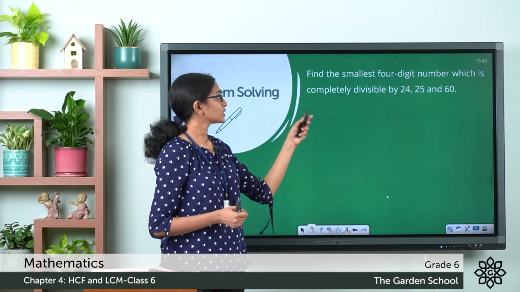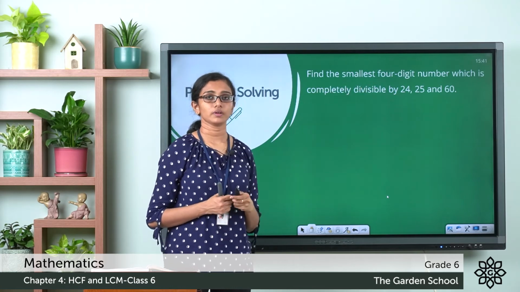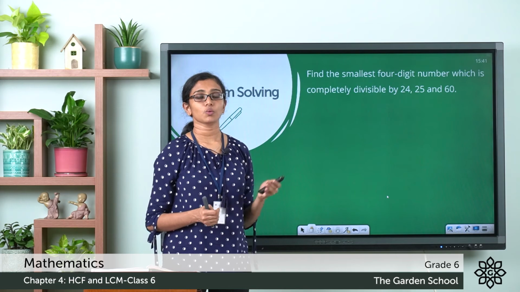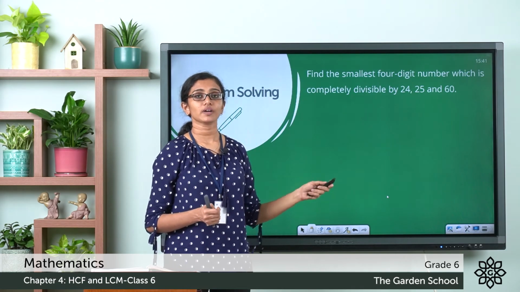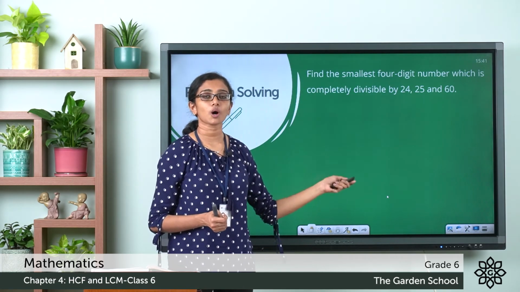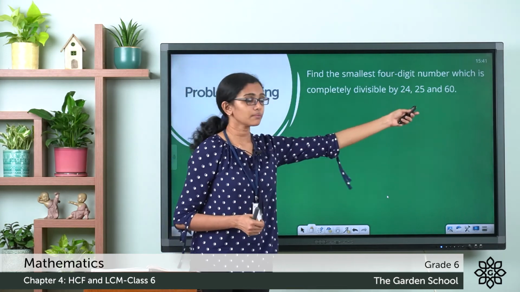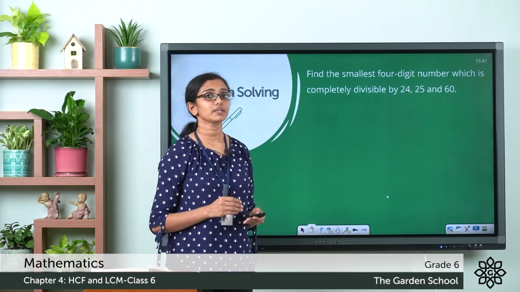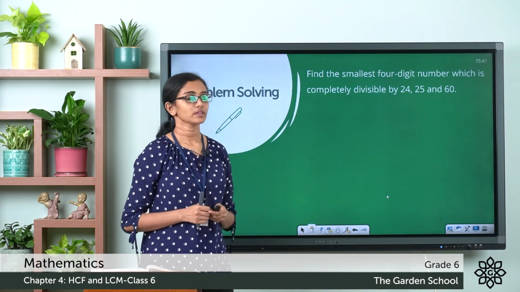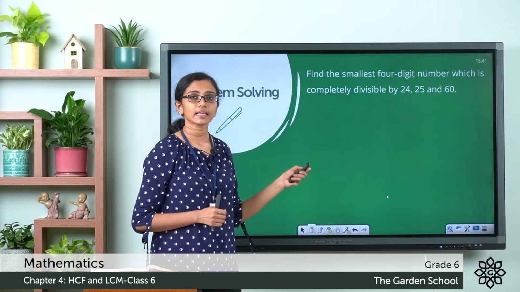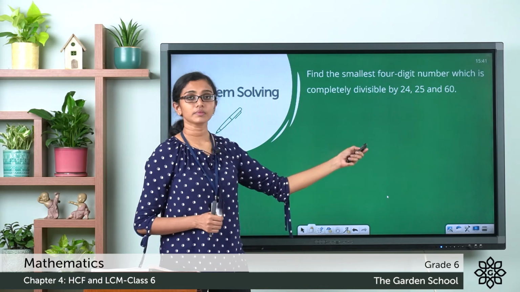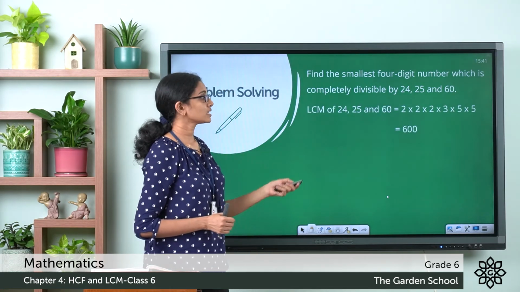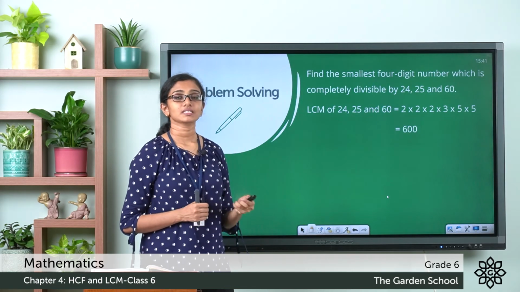And it is said you have to find the smallest 4-digit number. Smallest means the least or the lowest. So what you are supposed to find? You have to find the least or the lowest common multiple of these three numbers, 24, 25 and 60. Let's see if that least common multiple is a 4-digit number. So when you find out the LCM of these three numbers, 24, 25 and 60, by common division method, you get the LCM as 600.